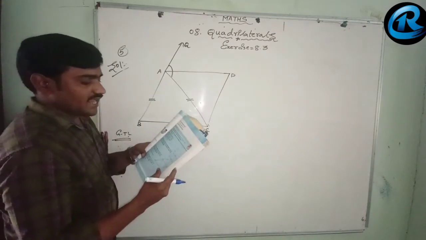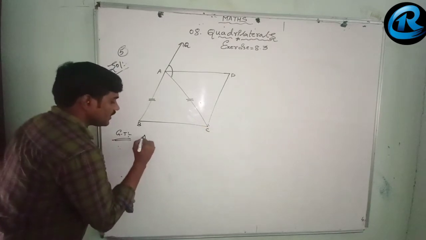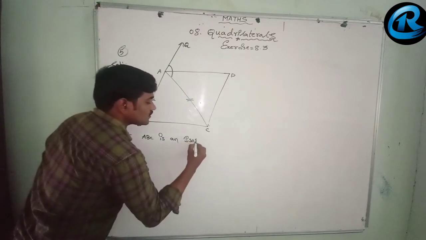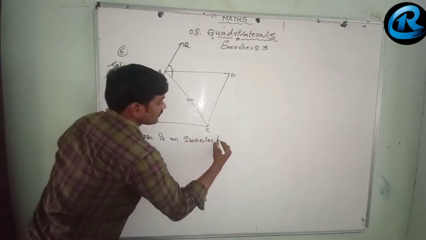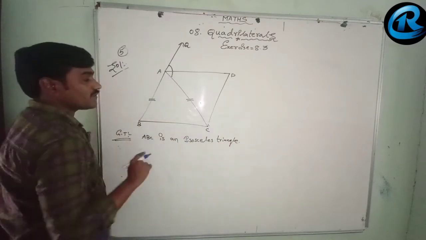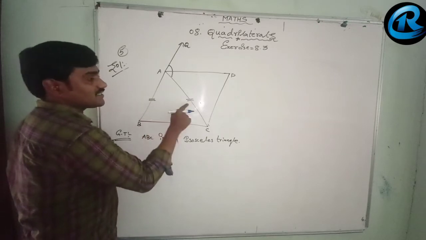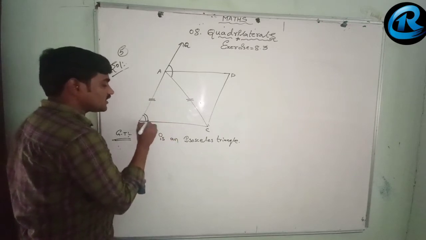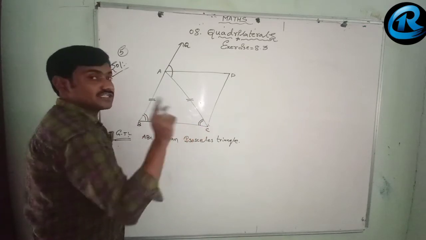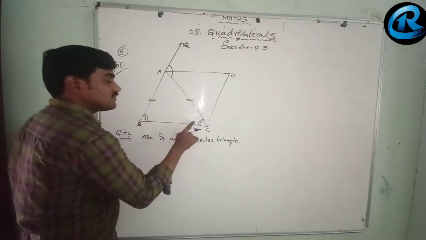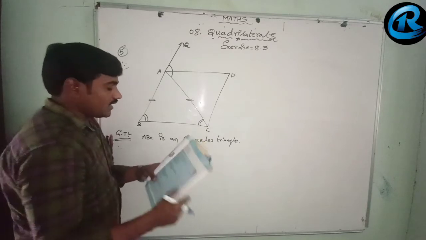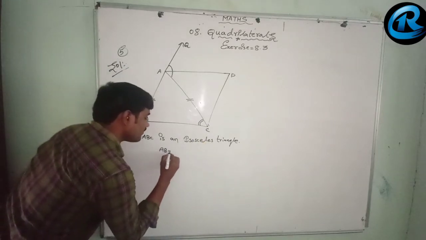ABC is an isosceles triangle. What happens if these two are equal sides? The angles which are opposite to the equal sides are equal. So if these two sides are equal, then these two angles will be equal. I have told you many times, the angles opposite to the equal sides are equal. So remember, in this triangle AB equals AC.